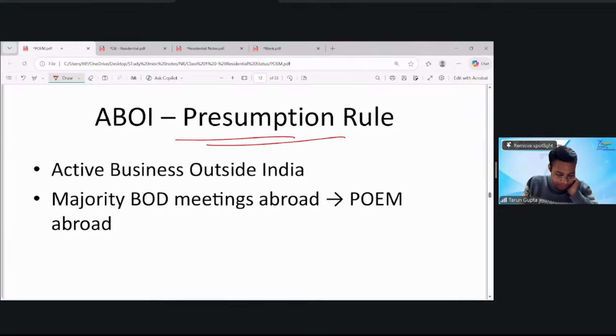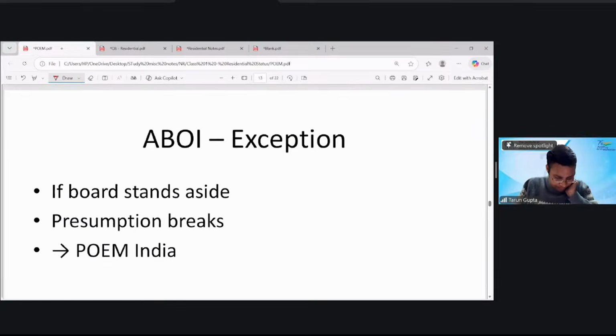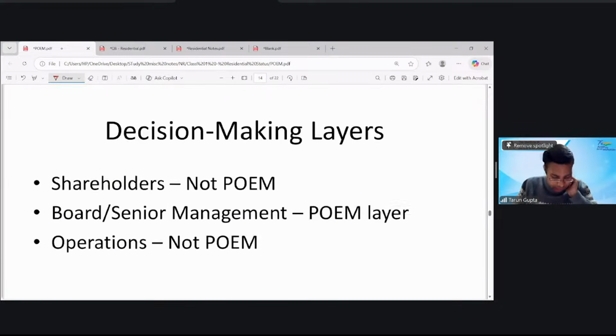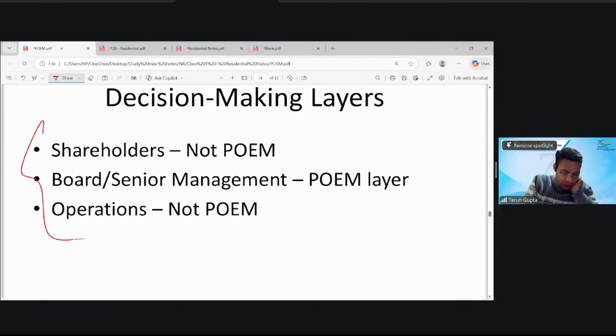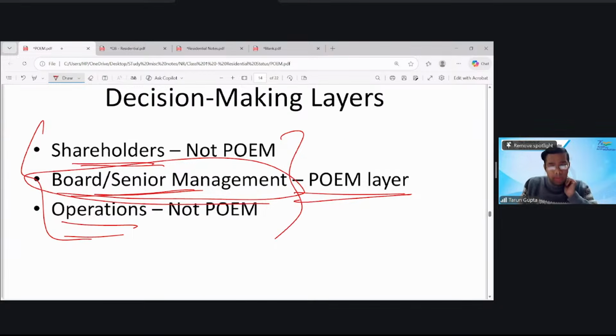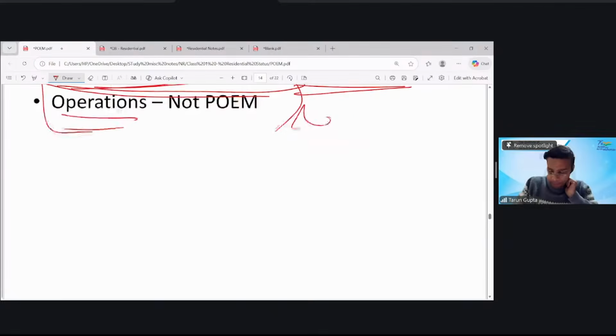If there is active business outside India, then the majority of the board meeting place is the POEM. But if it is proved that the board is standing aside, then this majority-of-board presumption breaks, and the POEM will be in India if the decisions are taken by the Indian holding company or a person resident in India. These are typical structures. There's a shareholder, then there's a board, then there's operational. What I have to see is the board level, where the POEM is. Not above, not below.